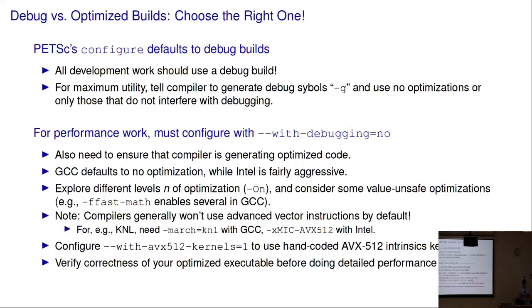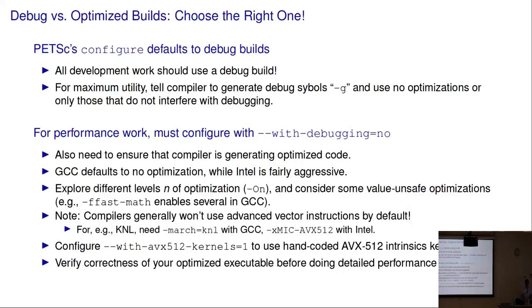So I'm going to talk about profiling now, because you have to have a model and you need to have a profile before you do any optimization. Before I do that, I want to point out something that trips up a lot of new users. You need to be careful to make sure before you do any profiling work that you're actually using an optimized build. When you configure PETSc and you don't tell configure otherwise, it defaults to a debug build. The debug build is really useful. It captures a lot of useful logging information. And all of your development work should use a debug build.